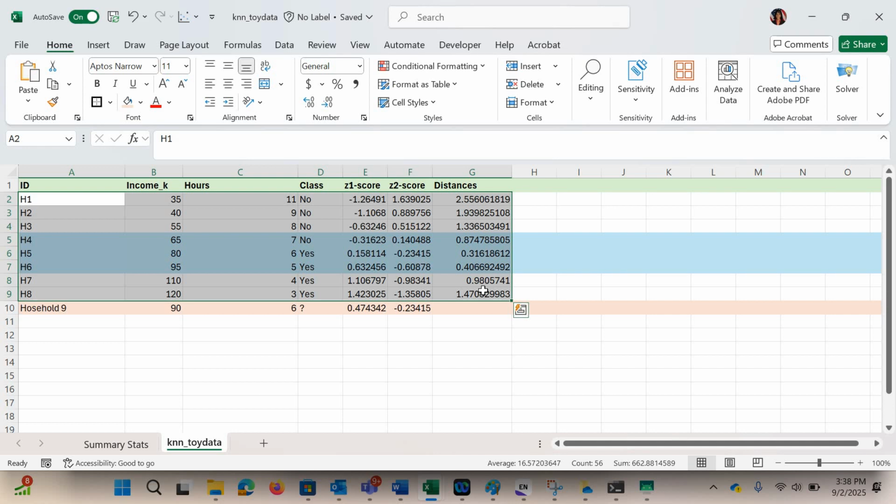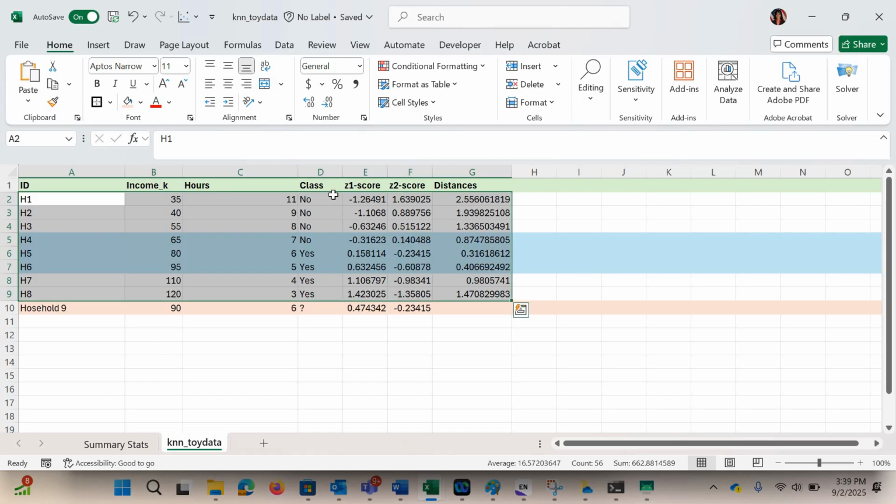So this is my training data right here. There's 8 households. This is the yearly salary in thousands. So 35,000 for this first household, 120,000 for this last household. This column here is the number of hours they work per week. It's made up. I don't know who's working 3 hours a week, but those people that make 120,000 are working 3 hours per week. I made it up. Not really that big of a deal.